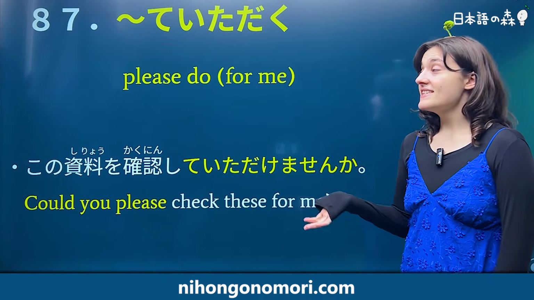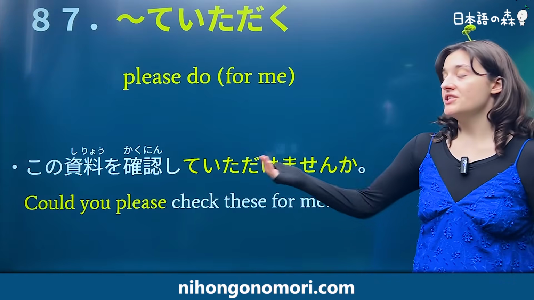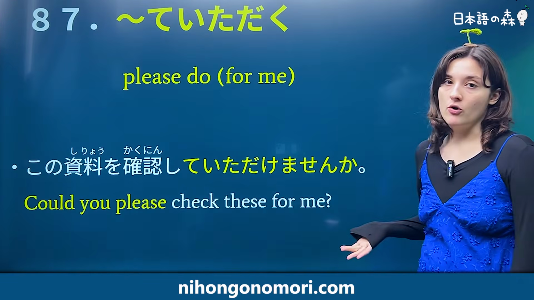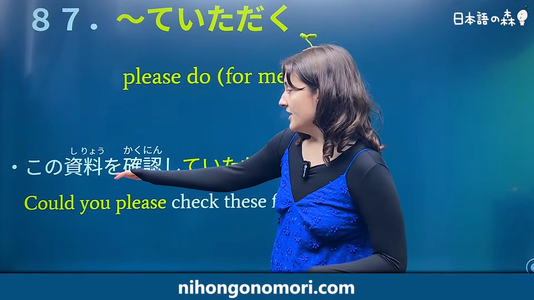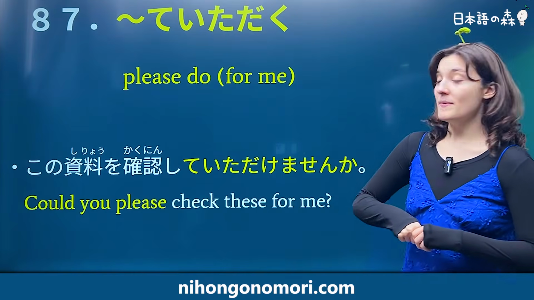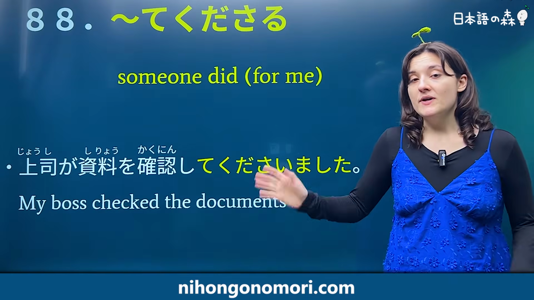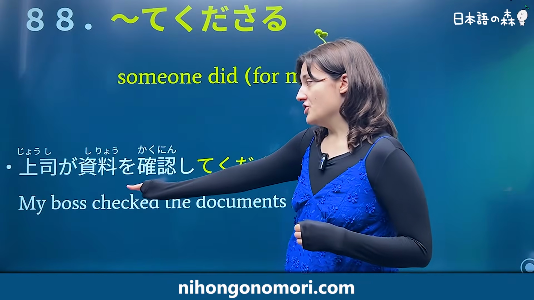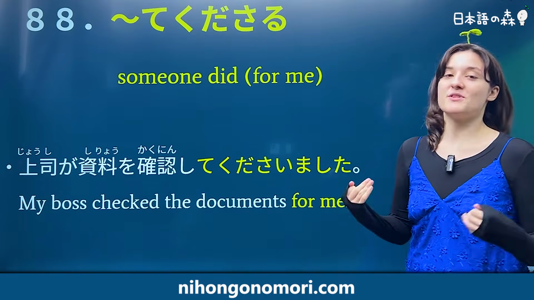Te itadaku. This is how we can make a polite request. We already went over te morau, which is how we say someone does for me. Now we can pair this with, for example, a question particle in order to make a request that someone do something for us. この資料を確認していただけませんか? Could you please check these for me? てくださる. This is the same thing as te kureru, except it's polite. Someone did something for me. 上司が資料を確認してくださいました。My boss checked the documents for me.